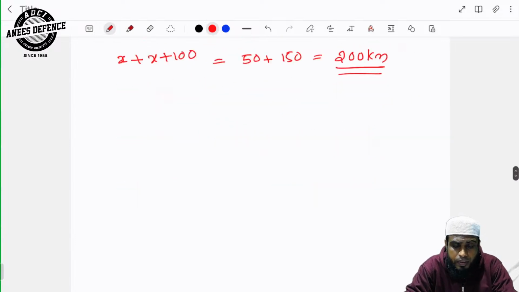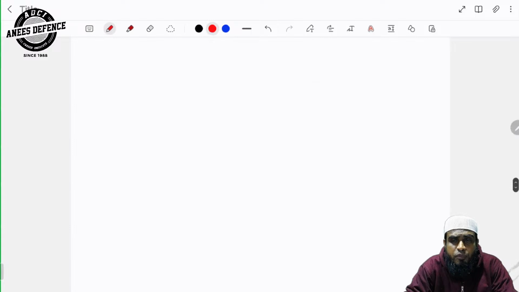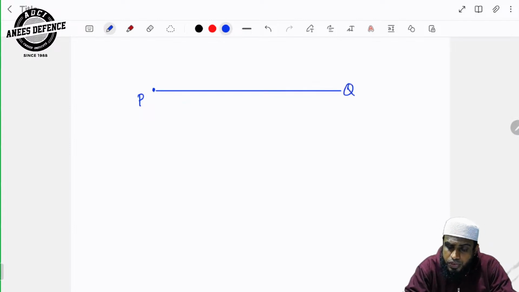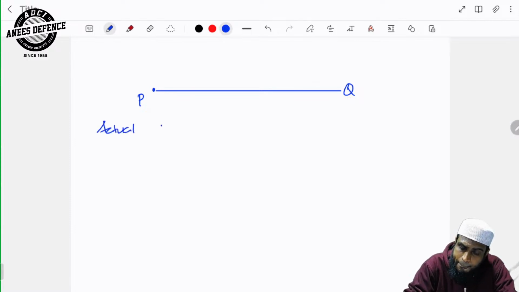Another question. The question given is here. If someone goes with 4 by 5th of his actual speed, he reaches the destination 1.5 hours late. For example, P, Q. So this is the distance between 2 points. Actual speed x. So the distance is d.